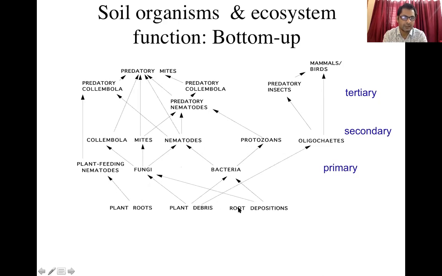Here, these are basically about the bacteria and fungi which feed on root deposition, plant debris, and plant roots, so these are the primary consumers. Then the secondary consumers feed on the primary consumers, and the tertiary consumers feed on the secondary consumers. So this is the ecology of soil organisms.